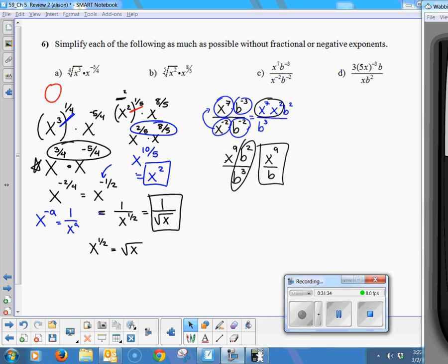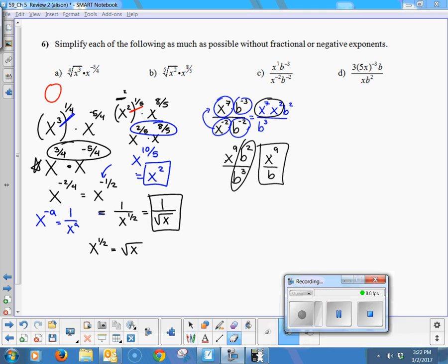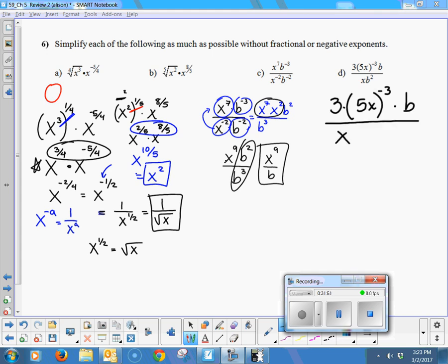And here we are on part D. On part D, again, just for kicks, I'm going to rewrite this thing a little bit bigger. It's 3, 5x to the -3, and a b over an x and a b squared. It looks like the only part of this that has a negative exponent is everything inside the parentheses here. So it's all going to go downstairs and have a positive exponent. So on the top, in the numerator, I still have that 3, and I still have the b. On the bottom, I now have 5x, but it's to the +3rd, times an x, times a b squared.